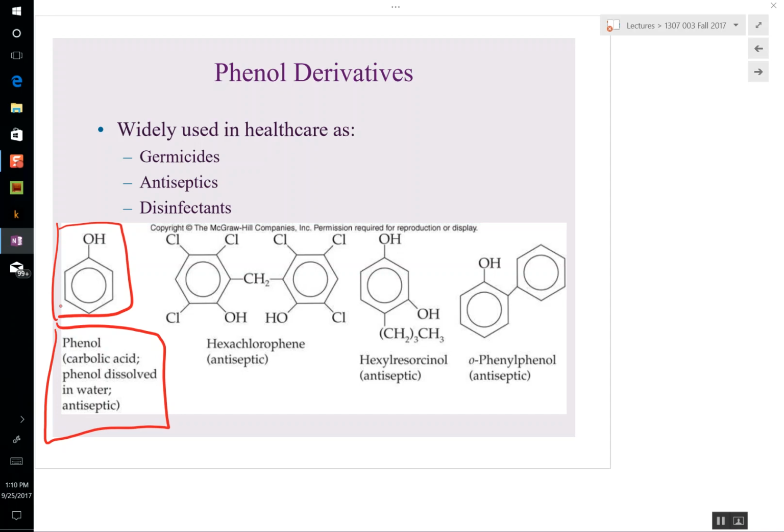You don't need to memorize these, but just to kind of show you the variety of things. Hexachlorophene is an antiseptic. Hexylresorcinol, antiseptic. And here, look at this. What does O stand for? Orthophenylphenol. That's a mouthful. Orthophenylphenol, antiseptic. Phenol, there's phenol right there.